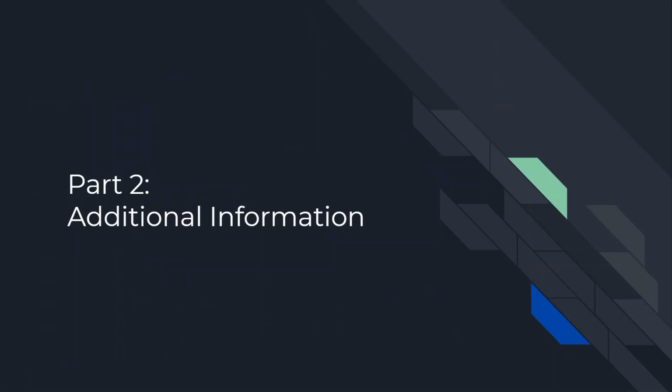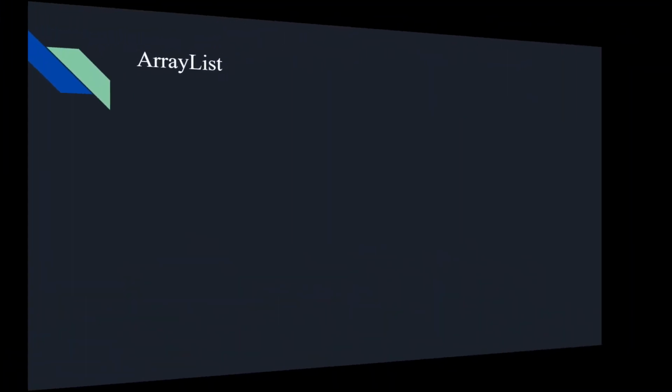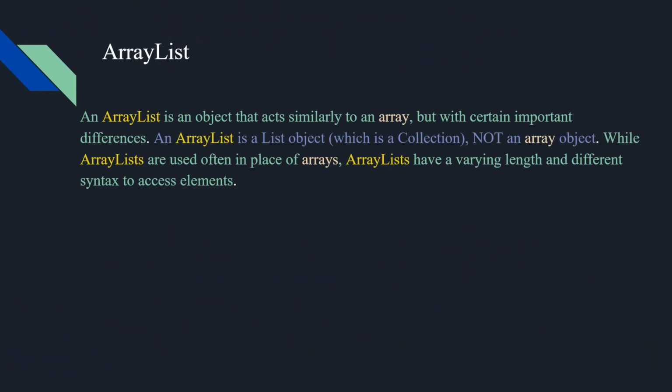Now let's move on to part 2, additional information. In this episode, we'll focus on another similar object used to store multiple values in Java, the ArrayList. An ArrayList is an object that, similar to arrays, acts to hold multiple values under one object. However, it has some very important differences from an array.